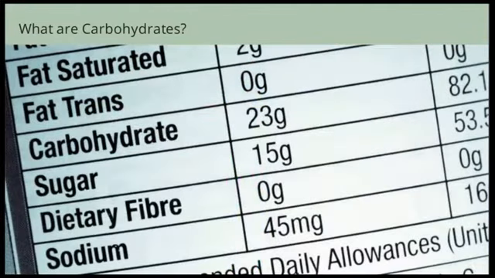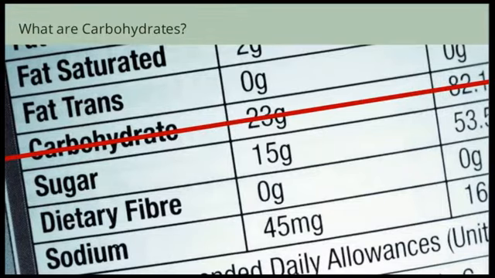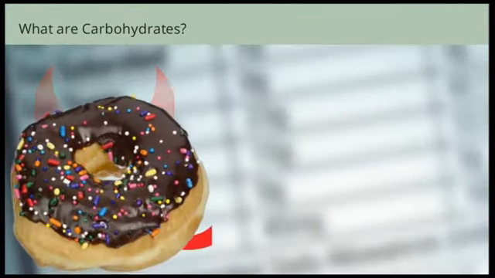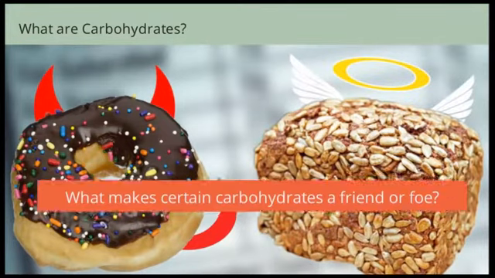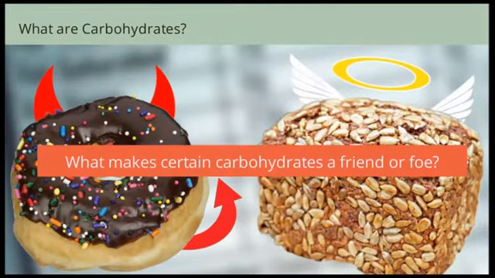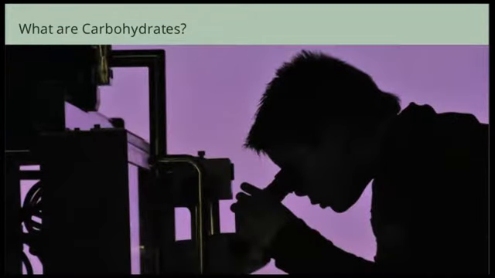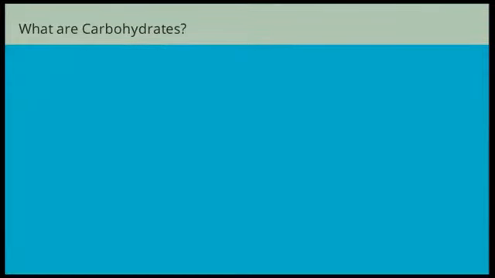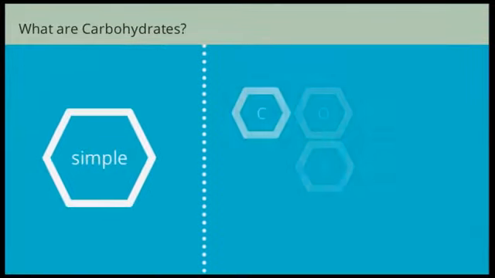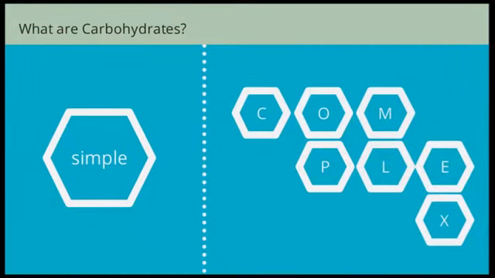There has been much speculation that carbohydrate-containing foods should be avoided in the diet and have often been labeled as bad or good. What makes certain carbohydrates a friend or foe? To better answer this question, it is important to first gain a better understanding of what carbohydrates are at the molecular level. There are two types of carbohydrates, simple and complex. Both types are made up of units of sugar molecules.